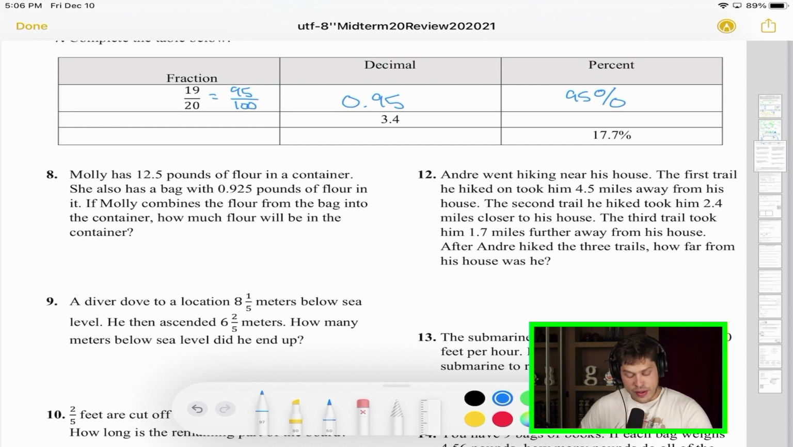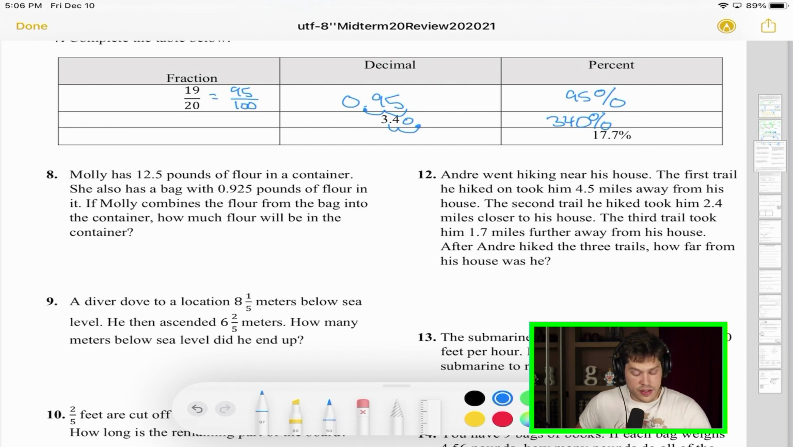Okay. So how do you go from decimals to percents? You just move the decimal over twice. So for 3.4, you pretend you have a placeholder 0, move it over twice. So this is 340%. 3.4 is 340%.